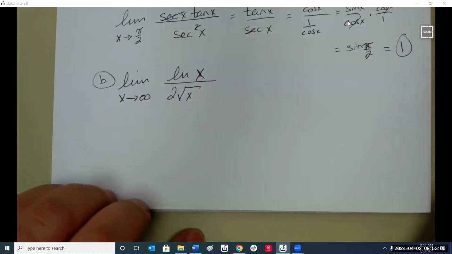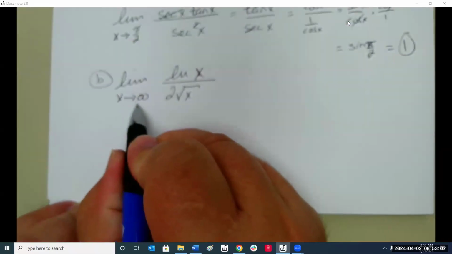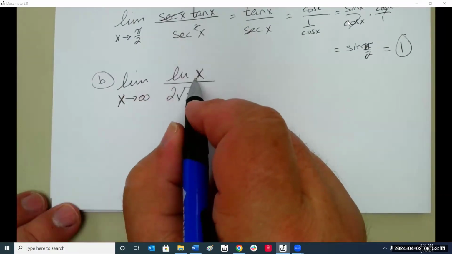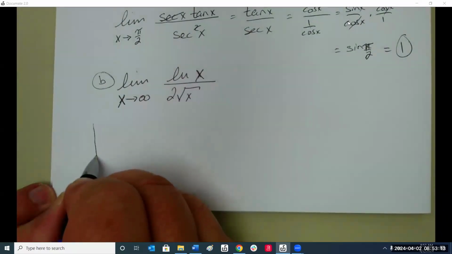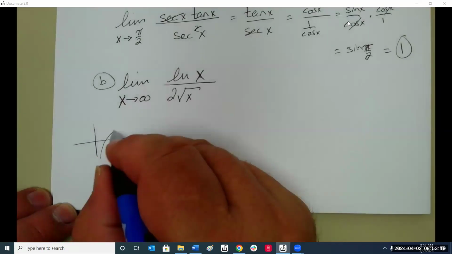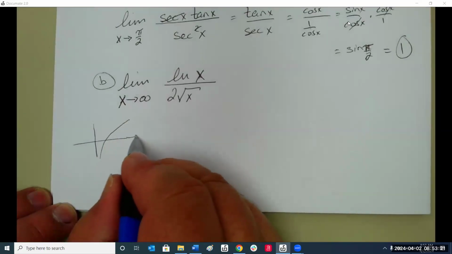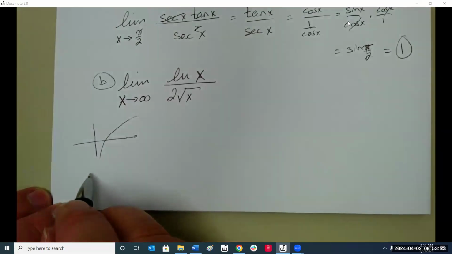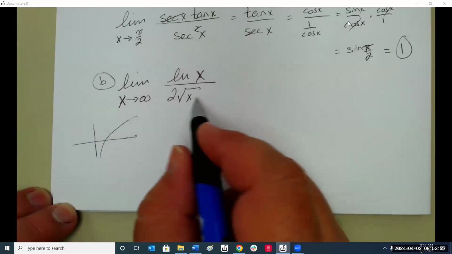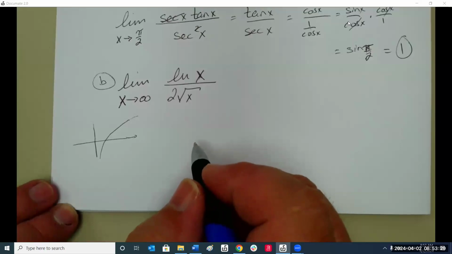All right, let's look at this. As x goes to infinity, ln x goes to infinity. What does the graph of ln look like? So as x goes to infinity, this one goes to infinity. Square root of infinity is infinity, so we have infinity over infinity.